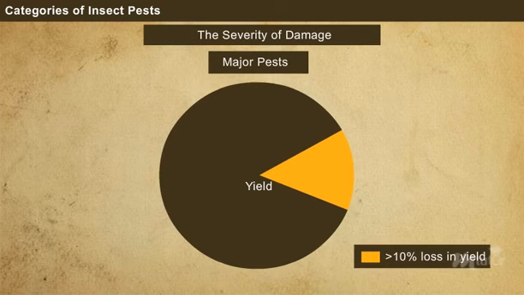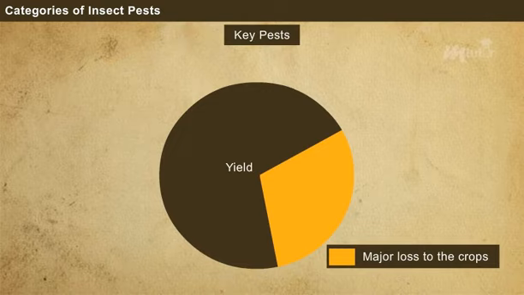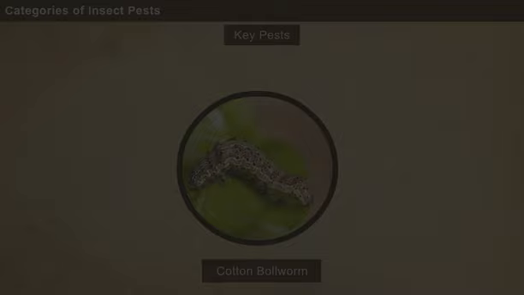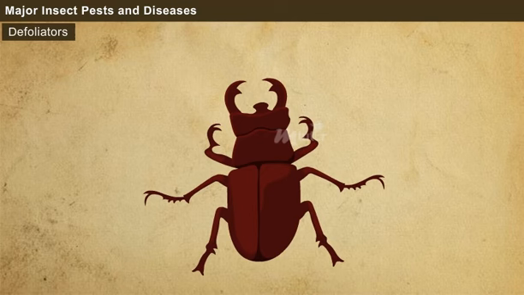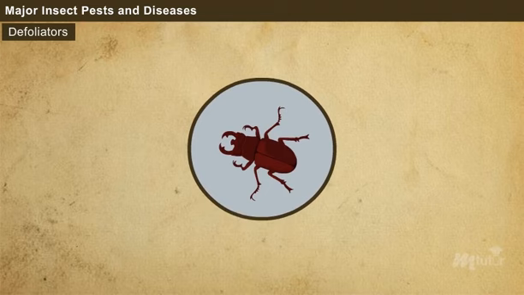Example: cotton jassids. Key pests. These are the most serious pests that can cause major loss to the crops. Example: cotton bollworm. Now, let us discuss some of the major pests based on their eating habits. Defoliators. These insects have biting, chewing mouthparts and they feed on leaves. Some of the examples are grasshoppers, beetles and caterpillars.